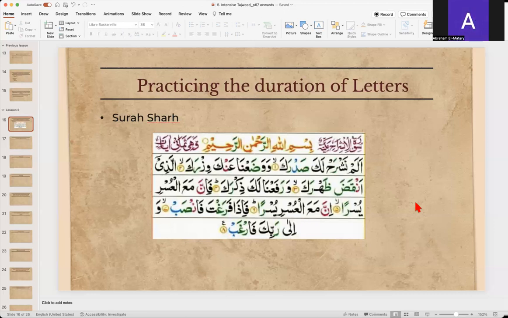Try to repeat ayah 6 again. إن مع العسر يسرا. So this is the tricky thing about it. So the seen, as you can see, is highlighted in red. It's got a bit of hams that comes out of it. So as we said, hams is basically a little bit of air, but not too much.